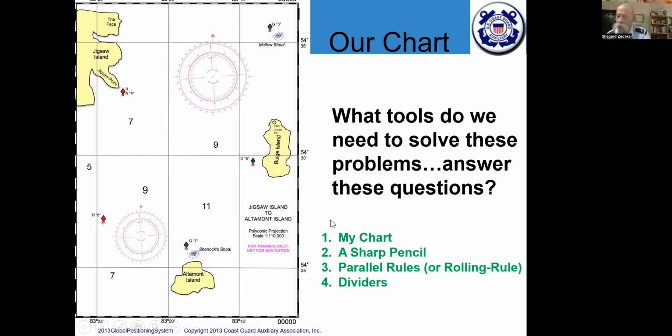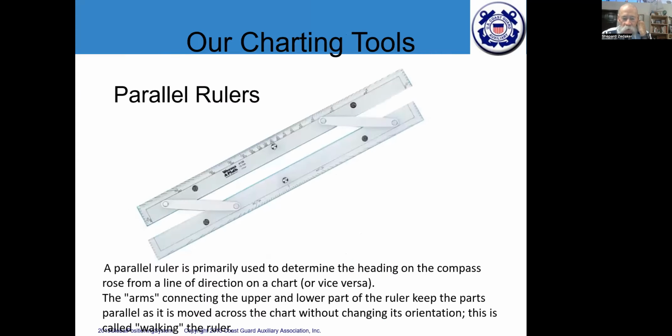You need a sharp pencil, a very sharp pencil, okay? Because you're going to be drawing some lines, all right? So you want to have a sharp pencil. You need a set of parallel rules or a rolling rule. This is my parallel rule that I use to do all these marks, and I'll show you some pictures about that. And then a set of dividers is handy. Here are my dividers and what they might look like. And I've got some close-up pictures of those things.